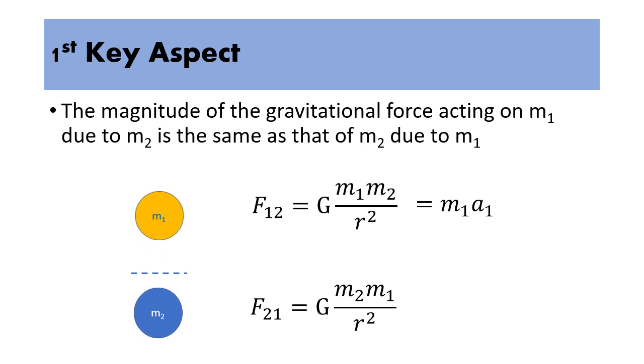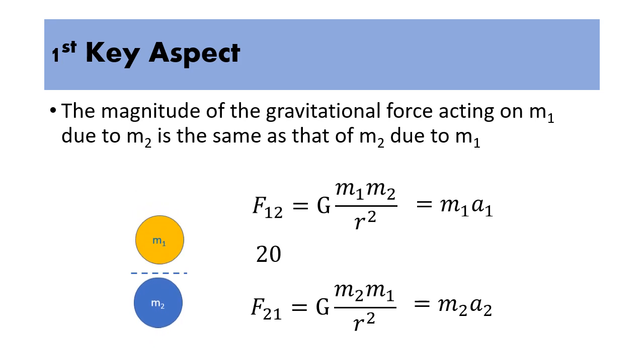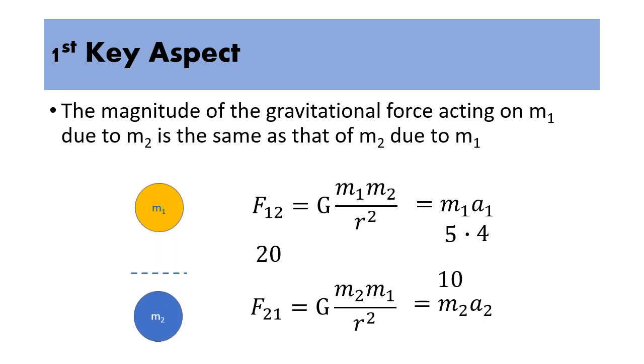F12 equals the mass of the first object times its acceleration toward the second object. Similarly, F21 equals the mass of the second object times its acceleration towards the first object. So let's say the force of gravity between the two objects is 20 units of force. Then if object 1 has 5 units of mass, it will accelerate toward object 2 with 4 units of acceleration. Whereas if the mass of object 2 is twice that of object 1, its acceleration will be half that of object 1.